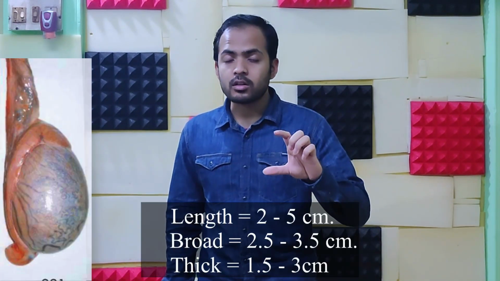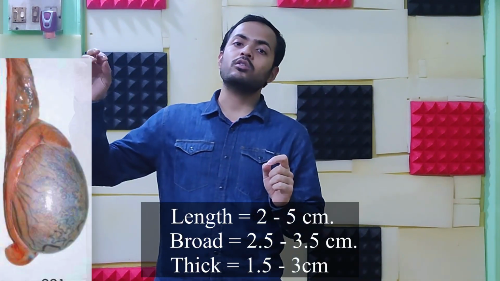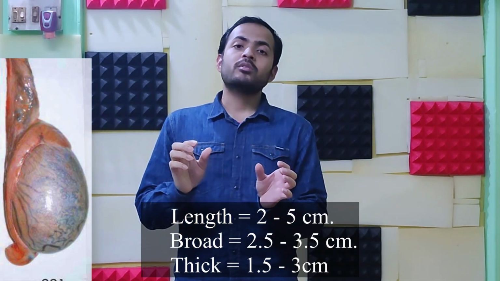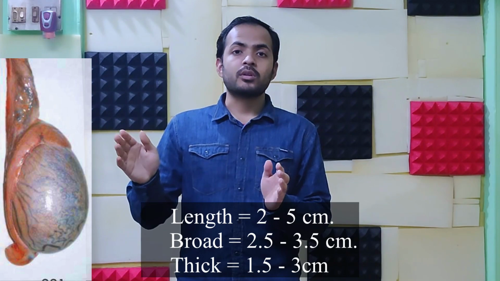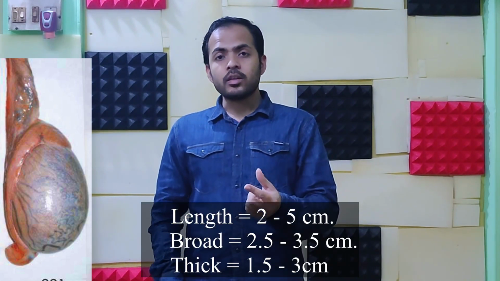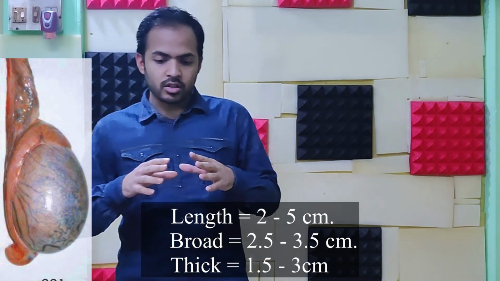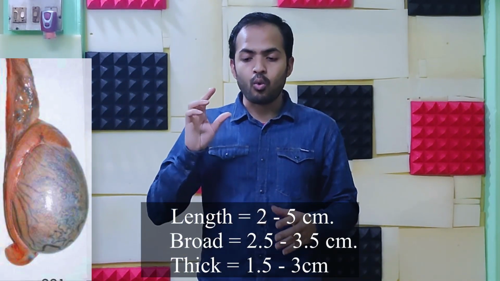Now the length of the testicle ranges from 2 cm to 5 cm, and the broadness ranges from 2.5 cm to 3.5 cm. The thickness ranges from 1.5 cm to 3 cm. So this is the overall size of one testicle.